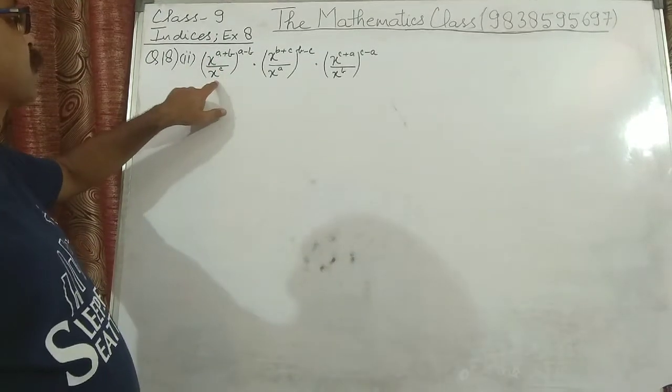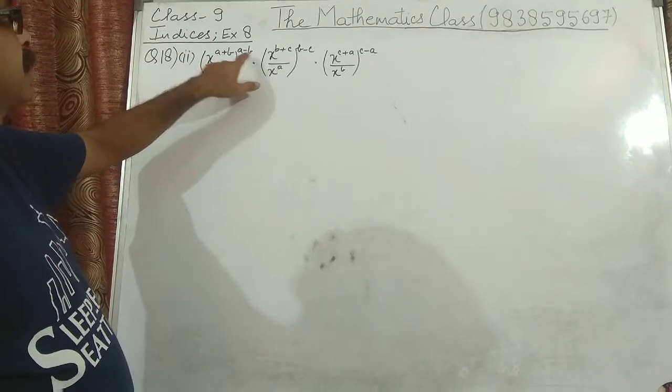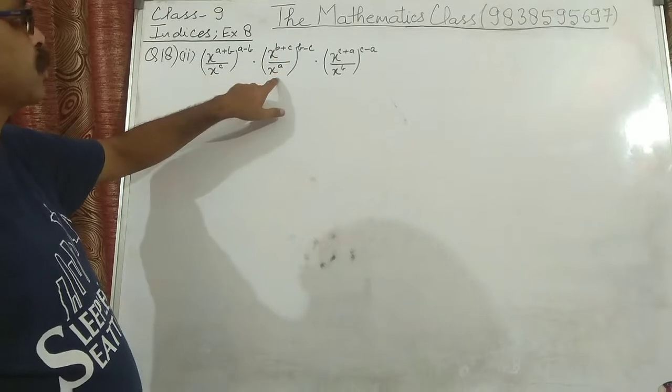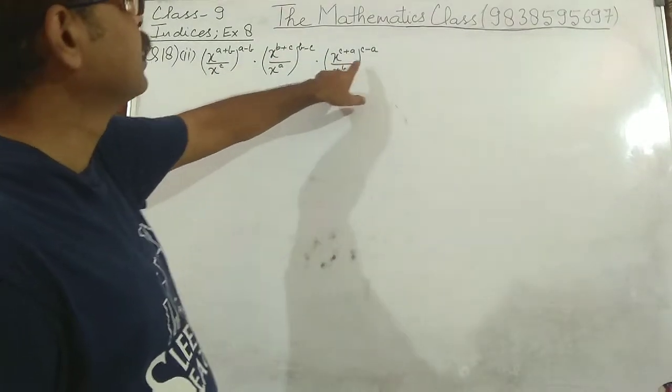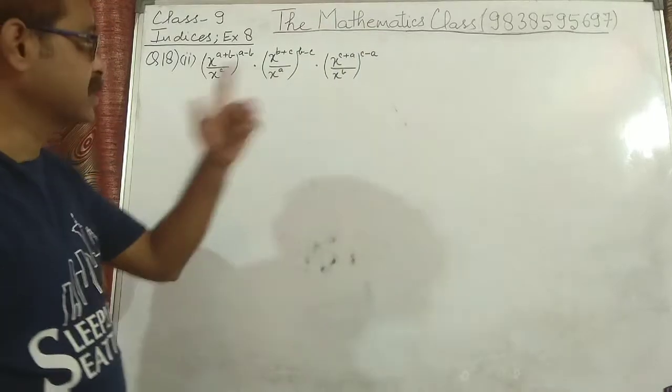x to the power a upon b upon x to the power c whole power a minus b into x to the power b plus c upon x to the power a whole power b minus c into x to the power c plus a upon x to the power b whole power c upon c minus a.